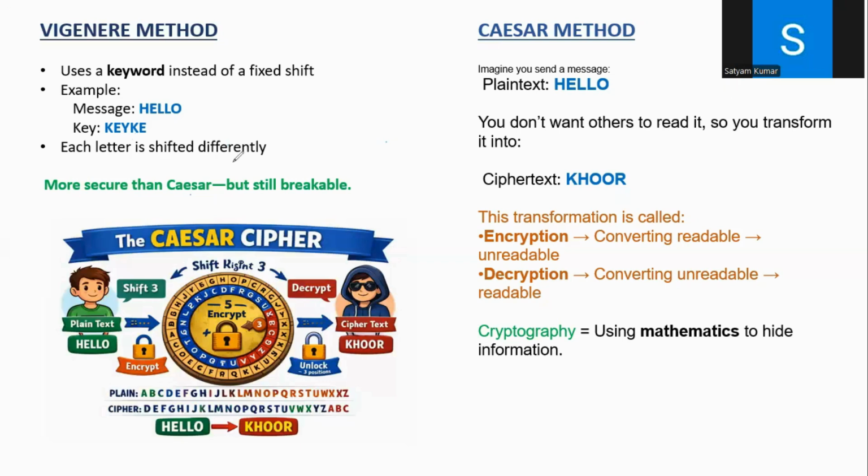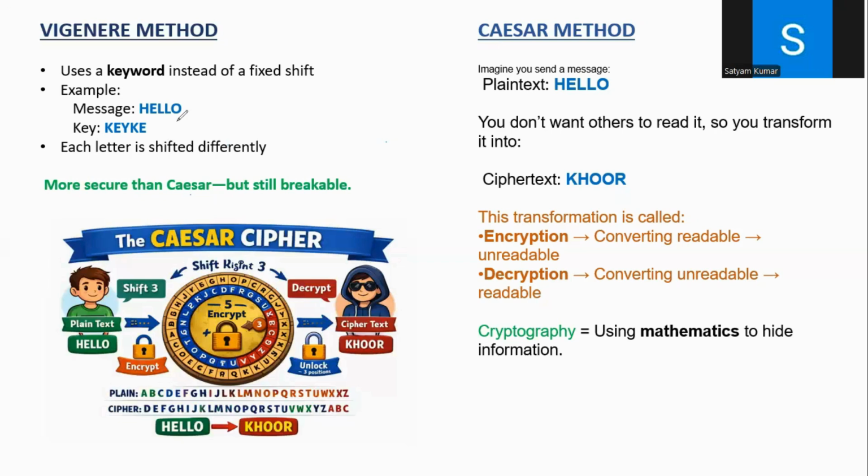So here each letter is shifted differently, and the H comes on the 8th position. And when you add the position of the K, that letter comes out to be the first letter of the ciphertext. And similarly, the position of E added with this position of E, so comes another letter of the ciphertext. And similarly with all letters. And this way the ciphertext is formed.